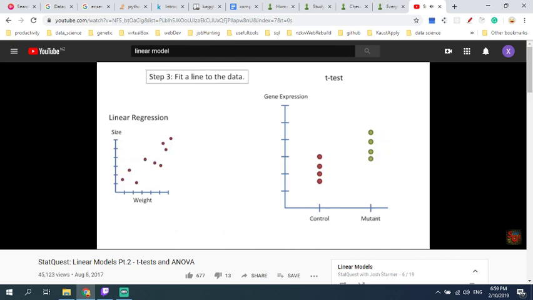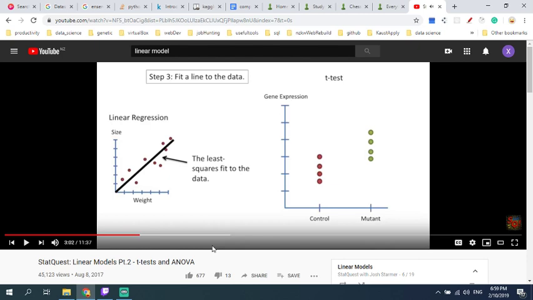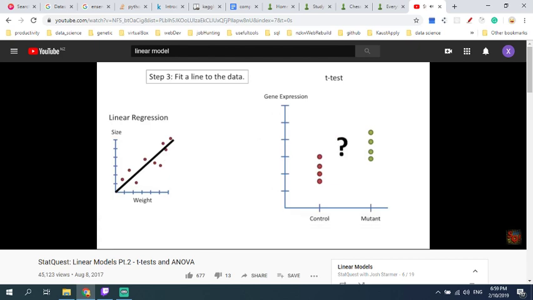Step 3. Fit a line to the data. Note, this is when we start caring about the x-axis again. On the left side, we have the least squares fit to the data. However, how do we do a least squares fit to a t-test? Let's start by just fitting a line to the control data. We start by finding a least squares fit to the control data.